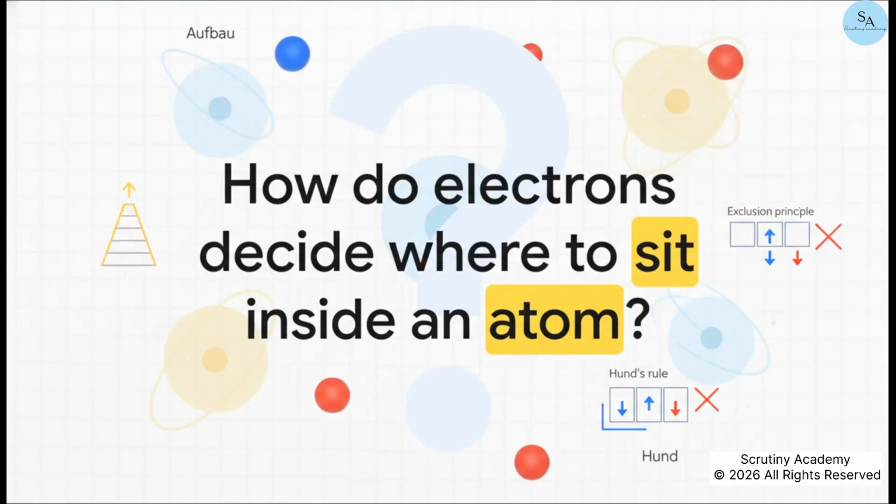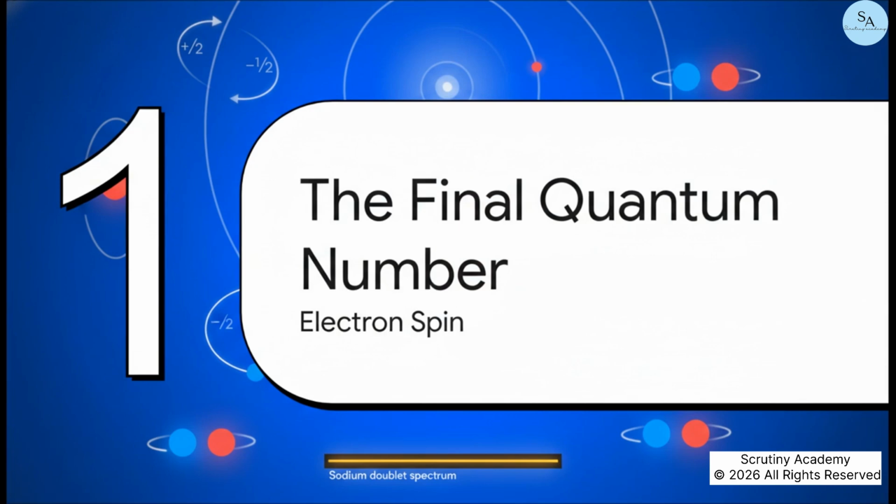Do they just kind of float around and pick a spot they like? No way. There is a strict rule book they all have to follow, kind of like assigning seats in a massive, massive stadium. And by the end of this, you're going to be the expert who knows that rule book inside and out. But before we can even start to open that rule book, we need to understand one final, absolutely crucial piece of the puzzle about the electron itself. We've talked about its energy, the shape of its orbitals, but there's one more property we've been missing.